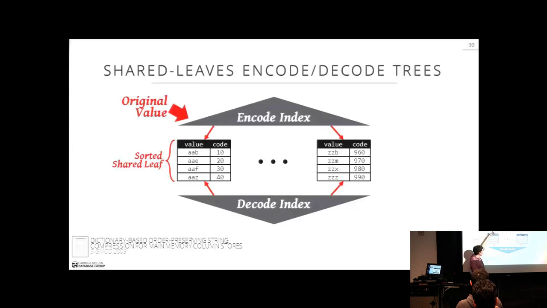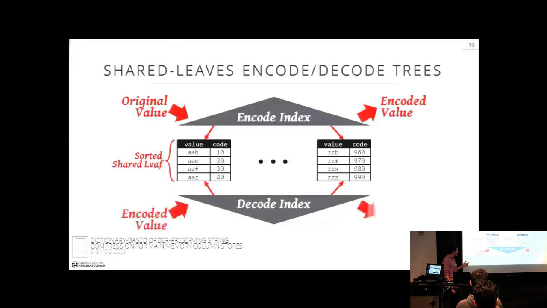So now if we get the original value in, we would traverse the encode index, and we would come to this leaf, and then we could do binary search directly inside of this to find the code that we want, and then spit that out to whatever part of the query engine needs it. Same way for the encoded value, right? When we come down here, since the codes are still sorted as well, because they correspond to the sort order of the values, we just do binary search again, find the value that we want, and then produce it out to the query engine.